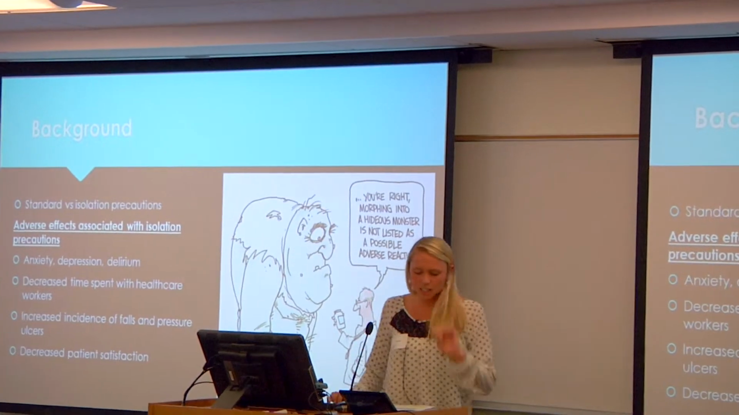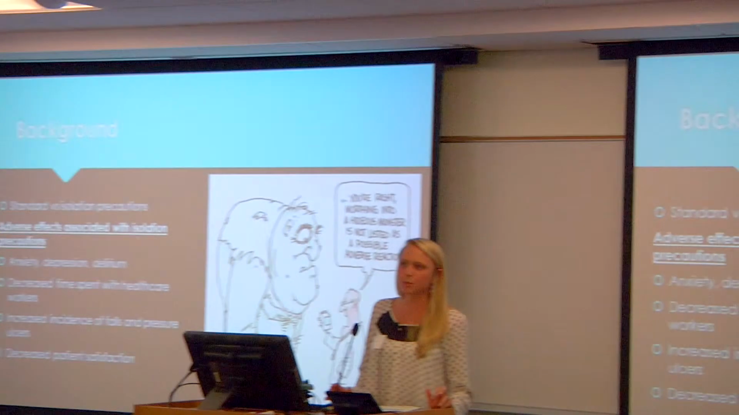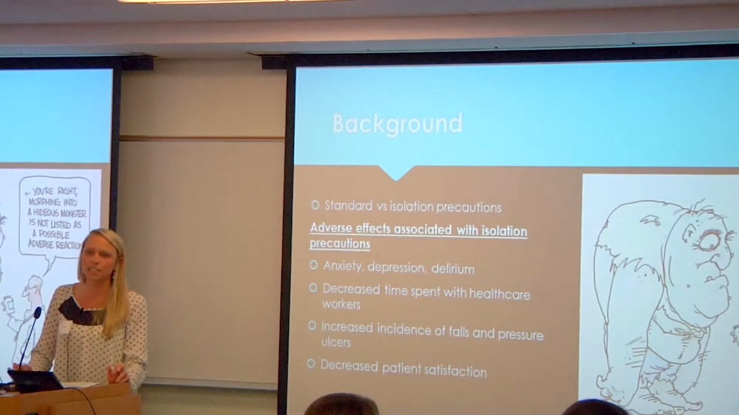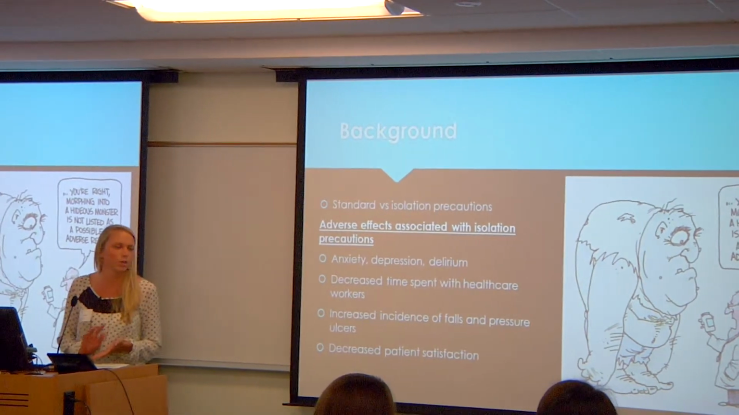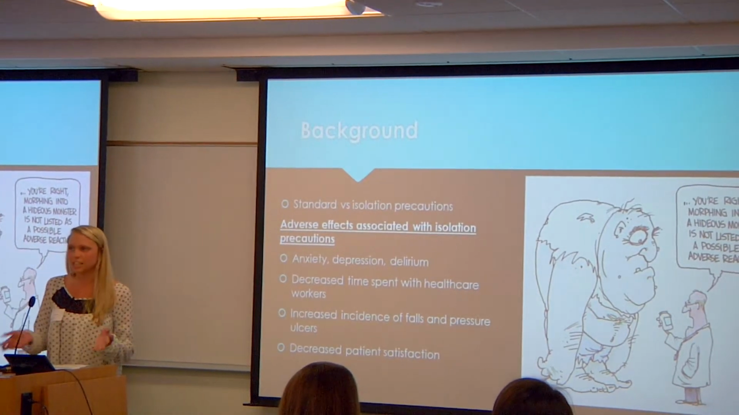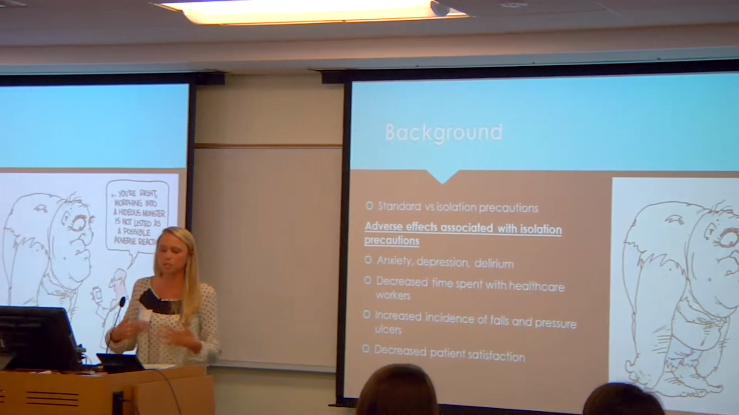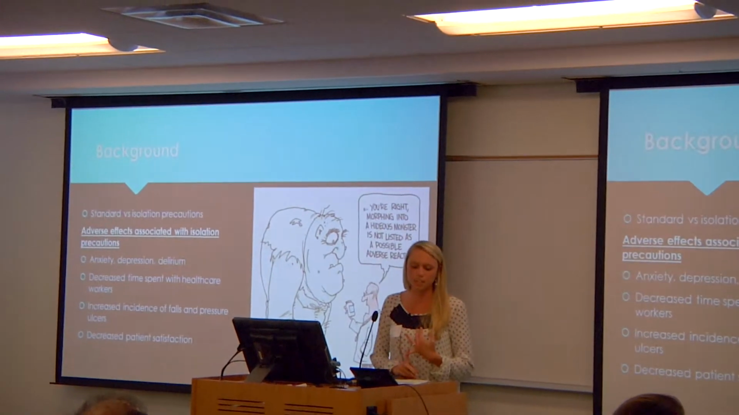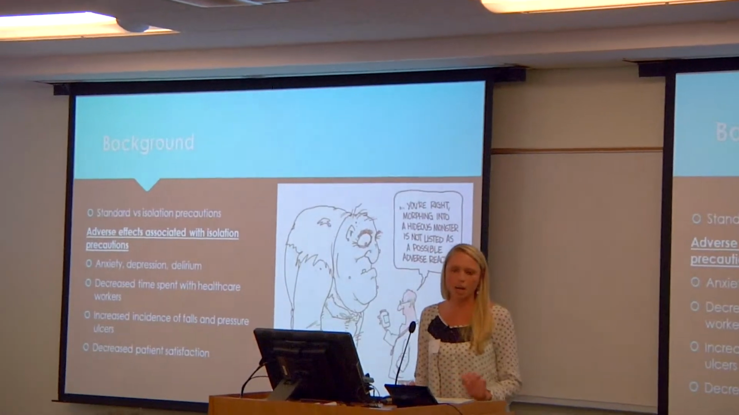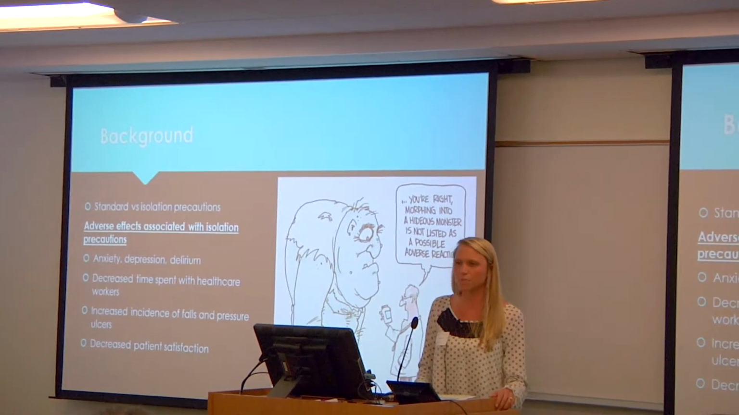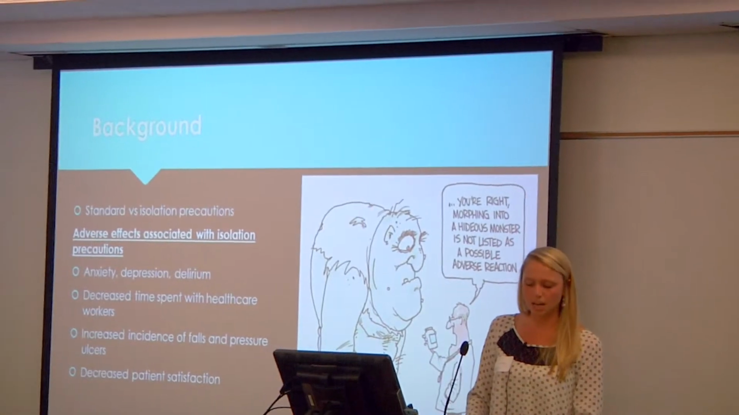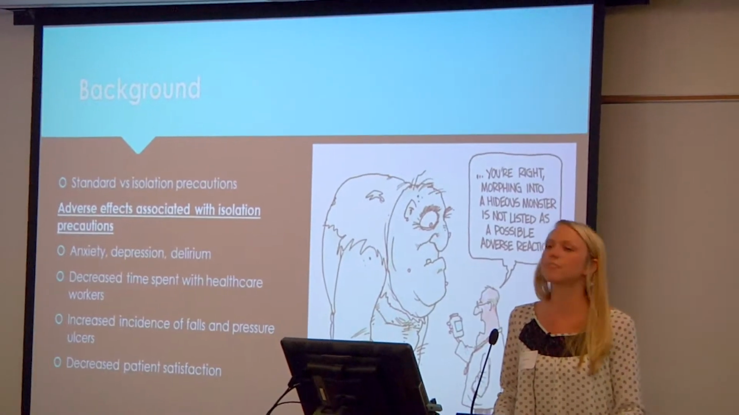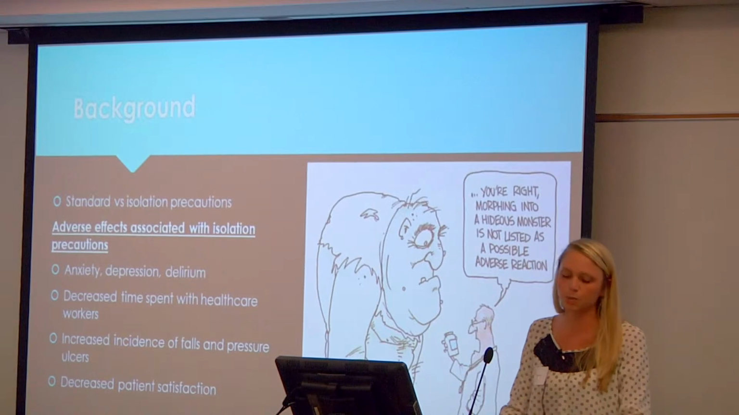As you all know, hospitals have risk management strategies in place to help prevent the spread of infection. There are standard precautions, which affect all patients, like washing your hands, disinfecting equipment, everything that you would normally do in a hospital. And then there are isolation precautions, which they use if a patient is known to have or suspected of having a highly infectious pathogen that can be transmitted despite standard precautions. If they're put on isolation precautions, they're put in a single person room.